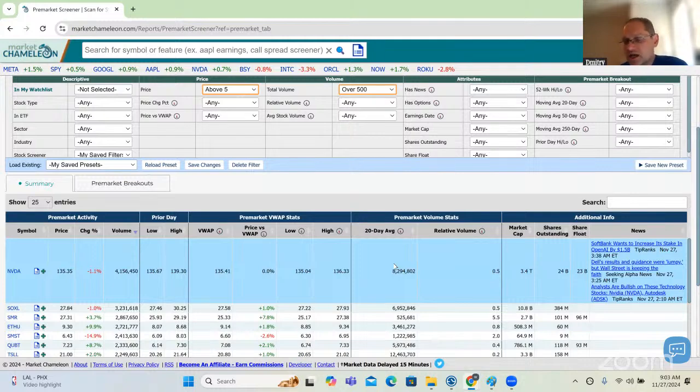And this is looking at volume in aggregate. So here we see NVIDIA traded over 4 million shares in pre-market hours. And it allows us to use some of these filters to look for anything that is unusual volume for pre-market activity, and different price actions like breakouts out of ranges.